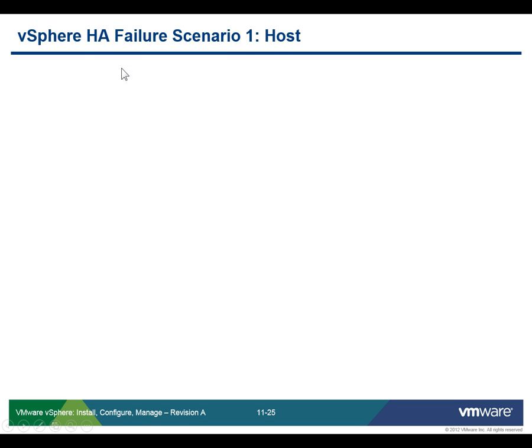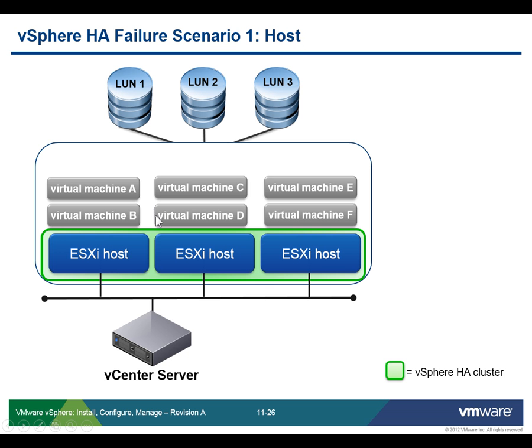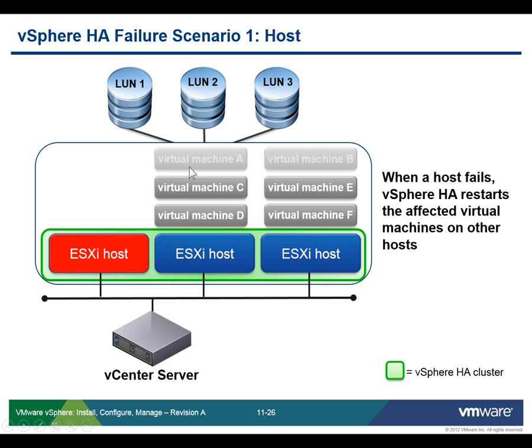Let's look at 3 different high availability scenarios. The first scenario is a host failure. What we have here is an ESXi host with two virtual machines running on it, virtual machine A and virtual machine B. If that ESXi host crashes, then the virtual machines are gone. With high availability, those virtual machines start up on another ESXi host.